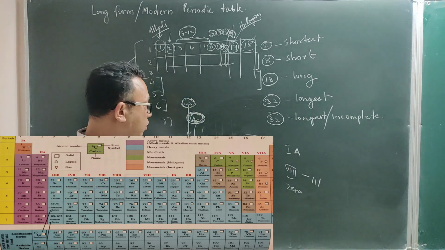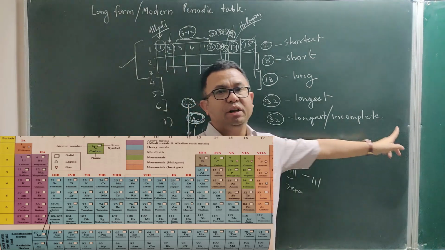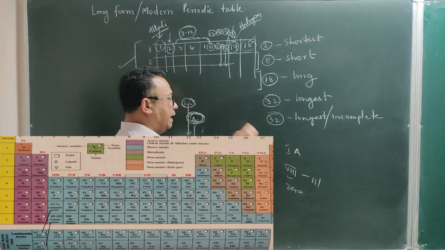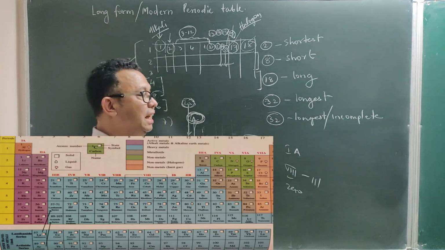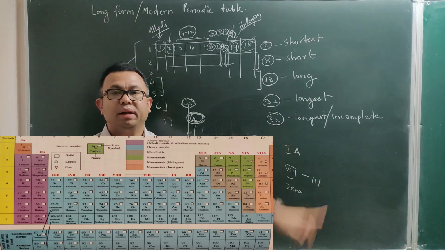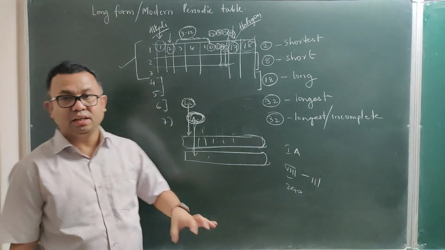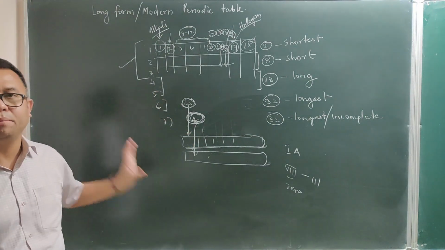But more than the longest period, we know this period as the incomplete period, because all new elements are getting added in this period. So because of that only, we know this as the incomplete period. This is the description about your groups and periods.